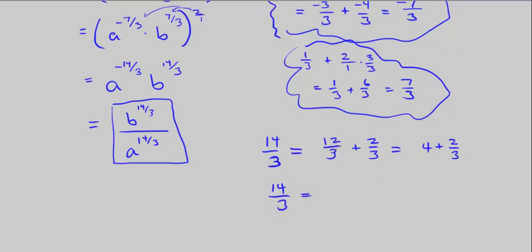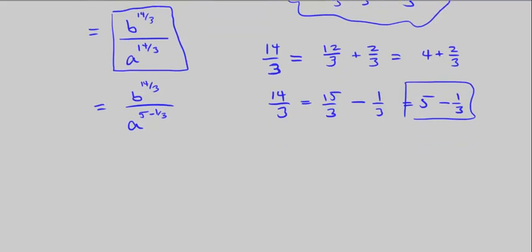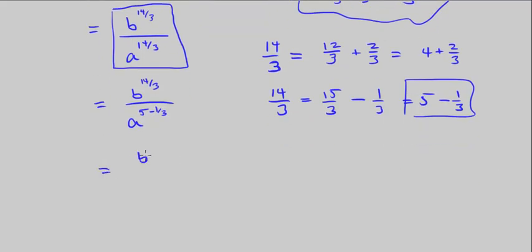Or if I increase this and made it 15 over 3, right, that would be a 5. But then I need to subtract 1 over 3 to get 14. So this is going to be minus 1 over 3. Okay, so then I could say this is b to the 14 over 3 over a to the 14 over 3. Now instead of 14 over 3, I'm going to write it in terms of a whole number minus a fraction: 5 minus 1 over 3. Okay, and we're able to separate. Let me write that a little neater.